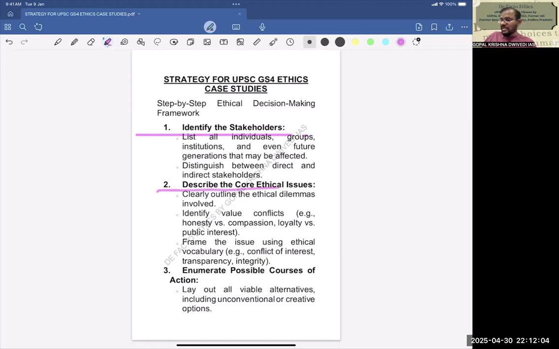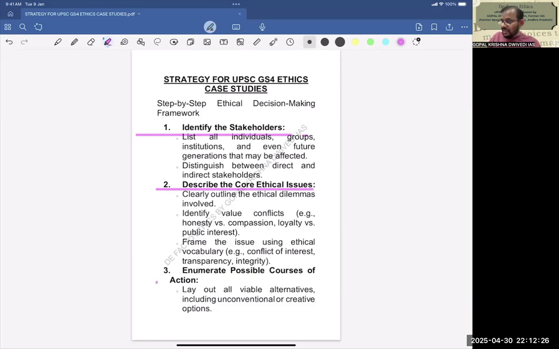Then second point is, describe the core ethical issues. What are the ethical dilemmas involved in this? Whether it is honesty versus compassion, whether it is loyalty versus public interest, whether it is short term versus long term, whether it is individual versus community. So all these things also we should keep in mind, and we should list them out properly.